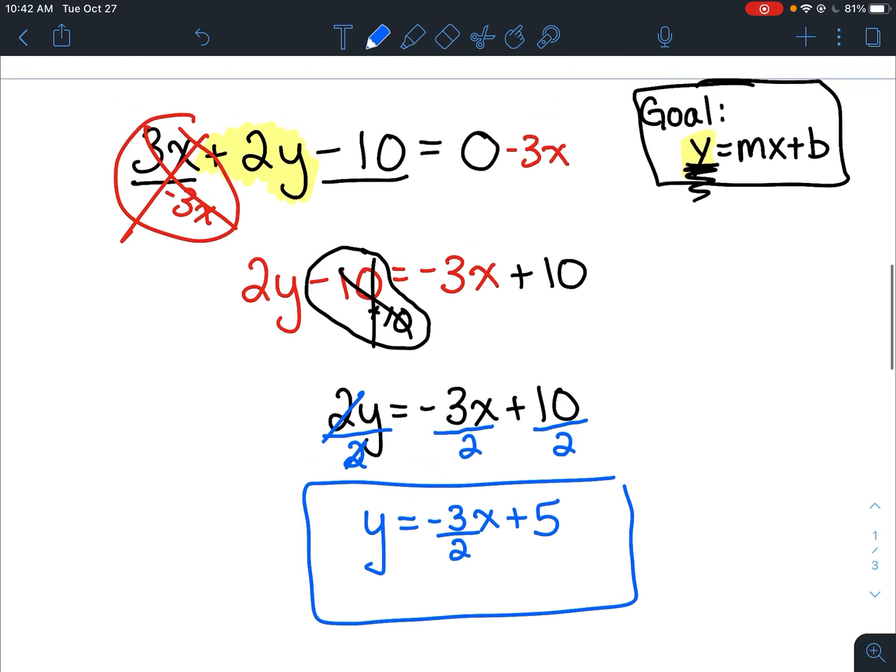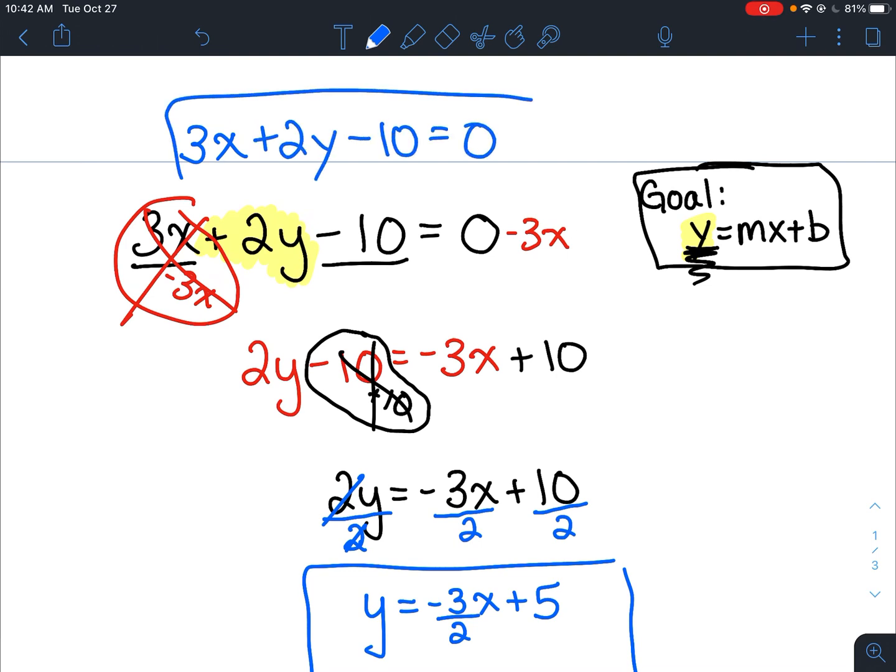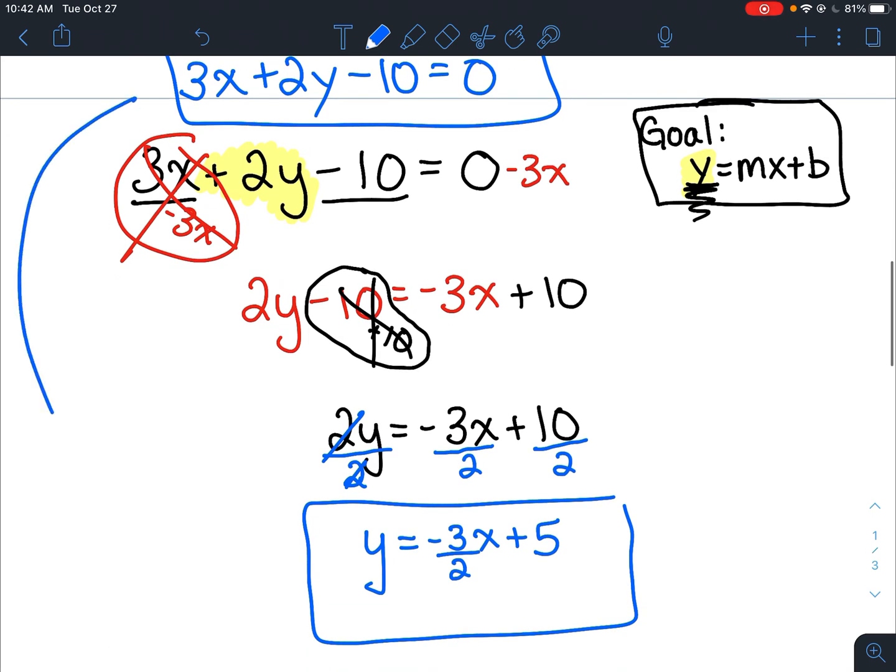So there you go. We just took an equation in standard form. I'll rewrite our original: 3x plus 2y minus 10 equals 0. That was our standard form, and we converted it into slope-intercept form. Cool.